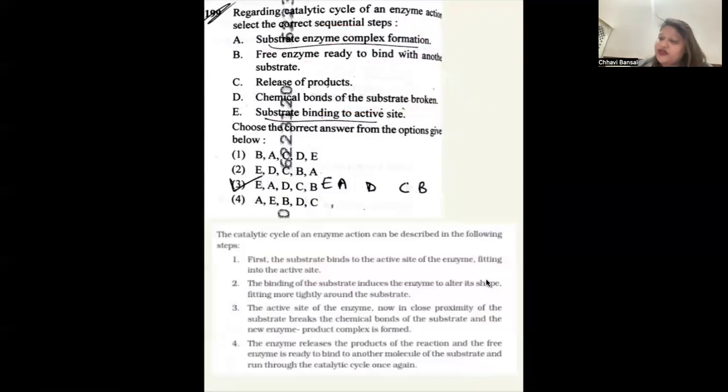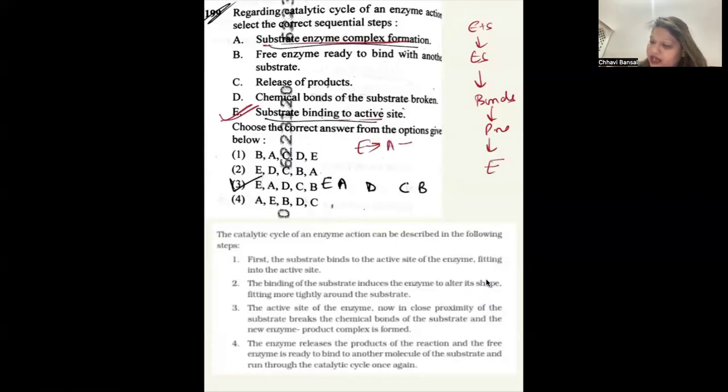Next question, the second last question, it is from enzymes. This is very easy where you know the steps. See, first the enzyme has to bind with the substrate, right? The substrate binds to the active site and forms an enzyme substrate complex. The bonds will be broken. The broken bonds will form the product, and then the product is released and the enzyme is available for the next substrate, right? This should be the flow. So the flow should be E, enzyme binding to the active site, formation of the ES complex, then chemical bonds of substrate broken, D, then release of product, C, and B. So option 3 is the correct answer that is given here.